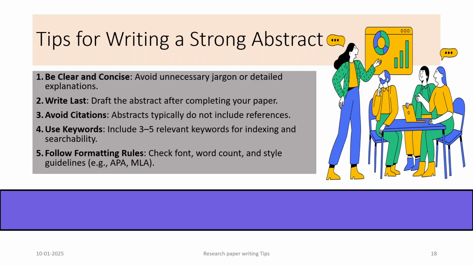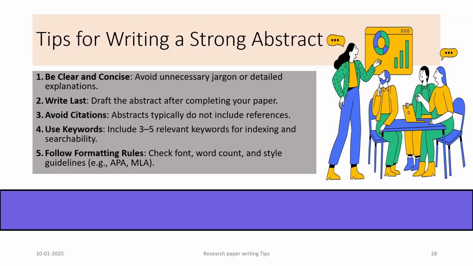Then avoid citations. Never put citations in the abstract itself. Then at the end of the abstract, you write keywords, preferably 3 to 5 relevant keywords for indexing and searchability. Preferably use 5 keywords, it is a good number. Then we can follow some formatting rules like APA or MLA. Check the font, the word count, and also the style guidelines.